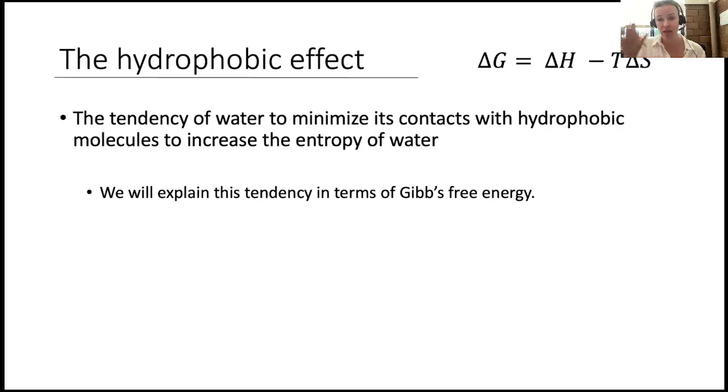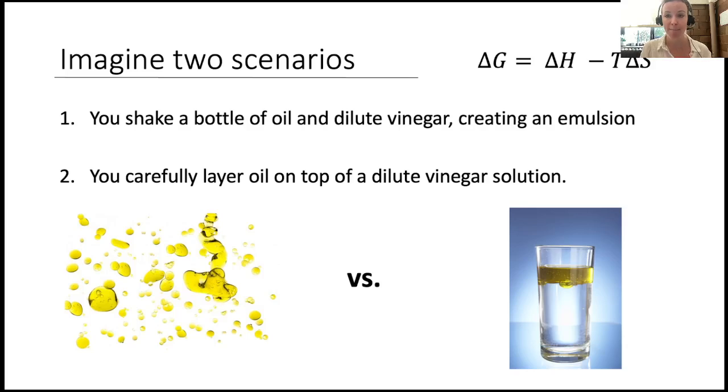So we're going to understand this idea in terms of Gibbs free energy, because really the hydrophobic effect comes down to the entropy of the solvent, which in biochemical examples largely is water. So let's take this step by step. Okay, we have two scenarios here. In the first scenario, shown here in the bottom left, I shake a bottle of oil and vinegar, salad dressing, to create an emulsion.